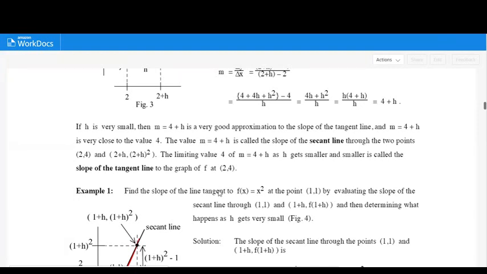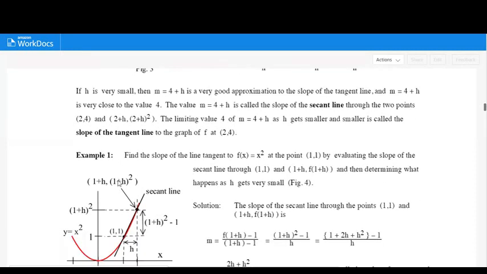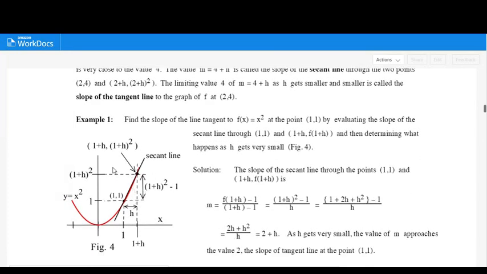So we have here, example. Find the slope of the line tangent to f of x equals x squared at the point (1, 1) by evaluating the slope of the secant line through (1, 1) and (1 plus h, f of 1 plus h), and then determining what happens as h gets very small. So ito yung figure natin.